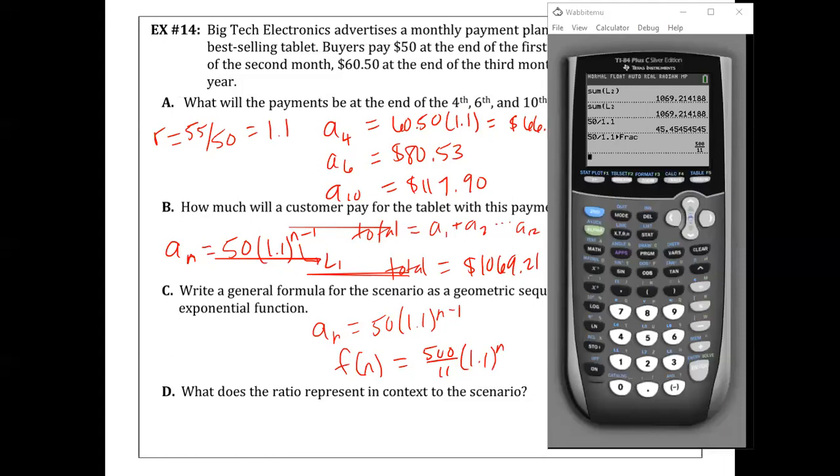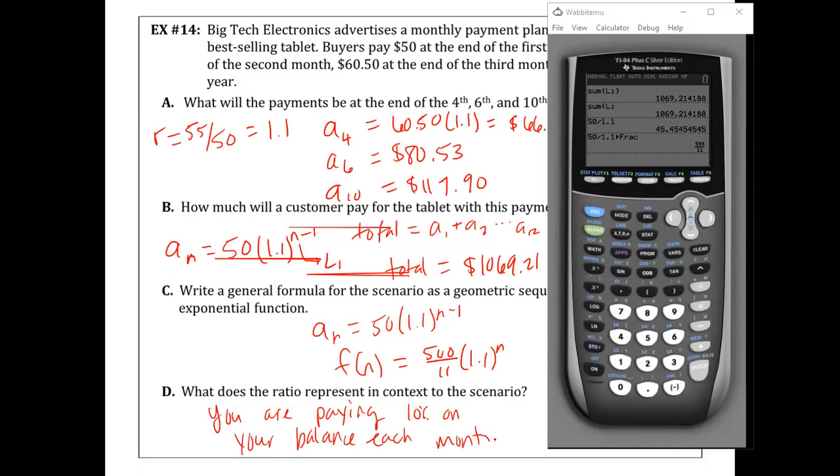All right, so in terms of this problem, what is happening? There you go. So usually that means you are paying a 10% interest, right? You are paying 10% interest on your balance each month. Yes. Are we good with the calculator? We sure? All right.